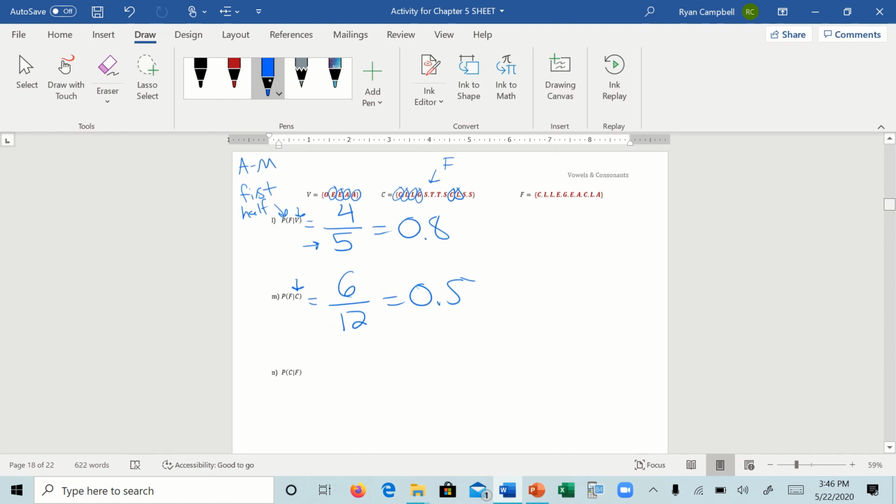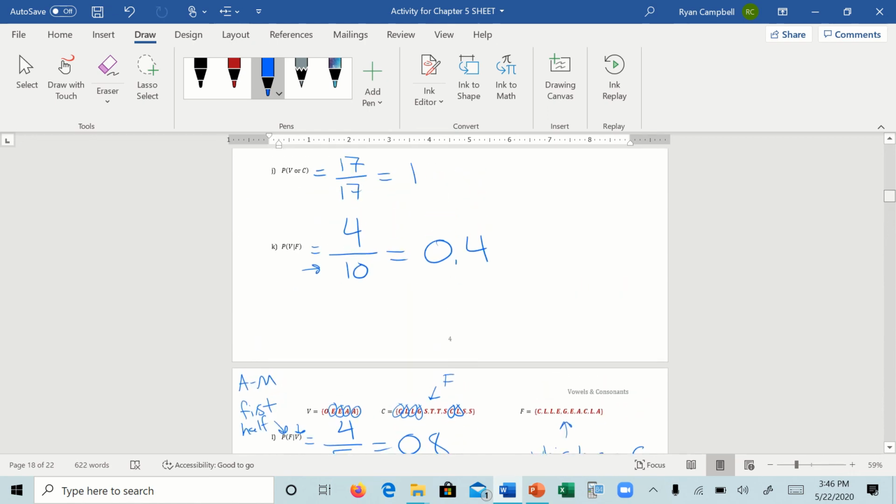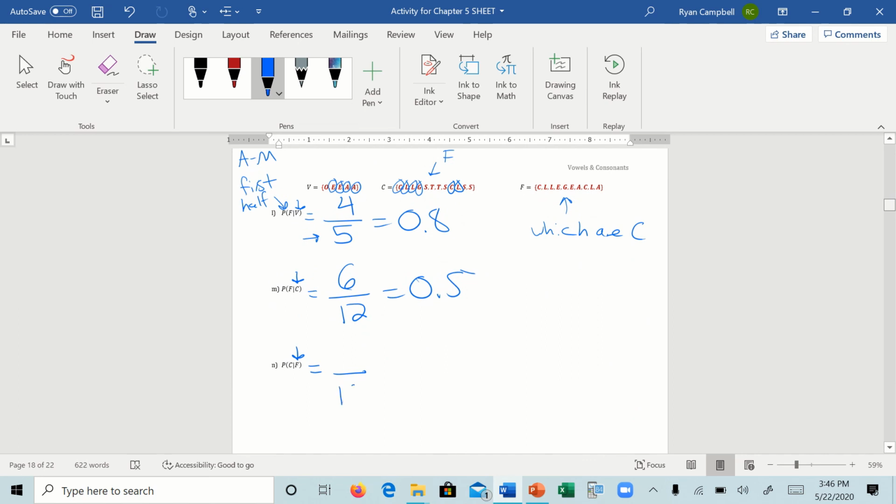And then let's do the opposite. So probability of C given F. So again, which one's your population? Which ones are you taking the letters from? You're taking them from F, right? So from here, which are the consonants? From F, which ones are the consonants? So we said again, there are 10 in F. So how many consonants are there in F? 1, 2, 3, 4, 5, 6, which is 0.6.